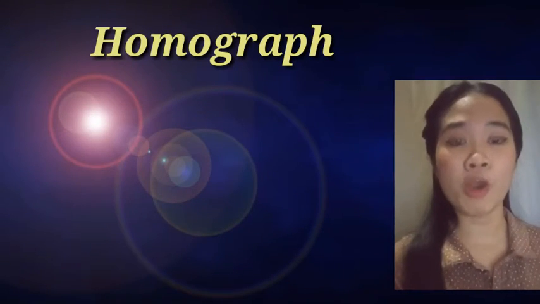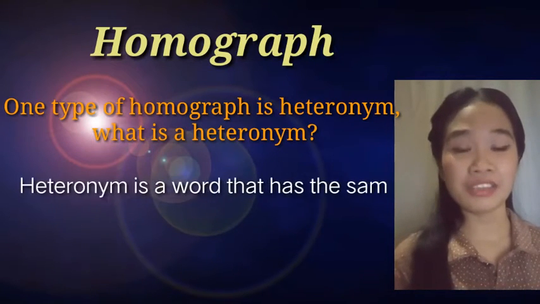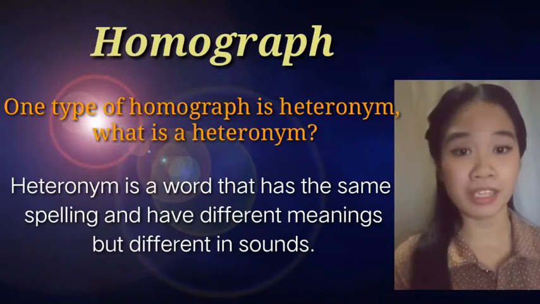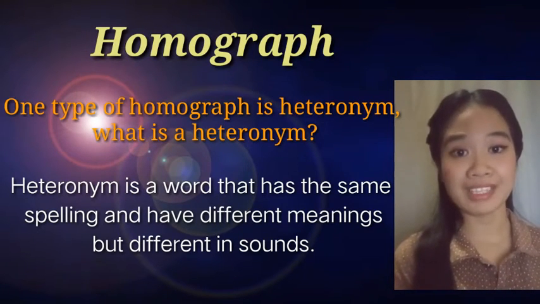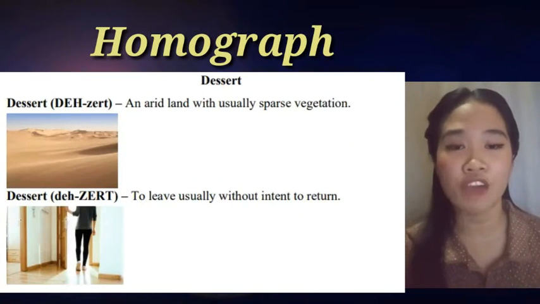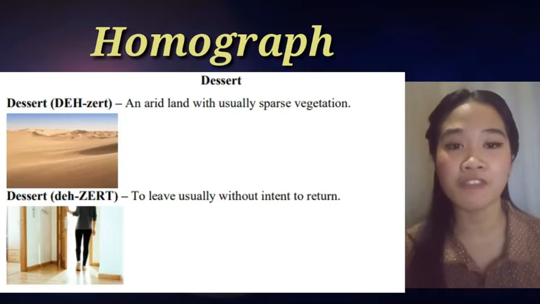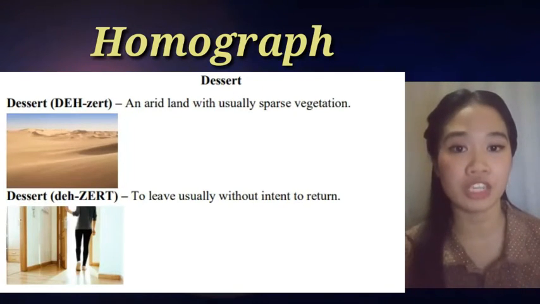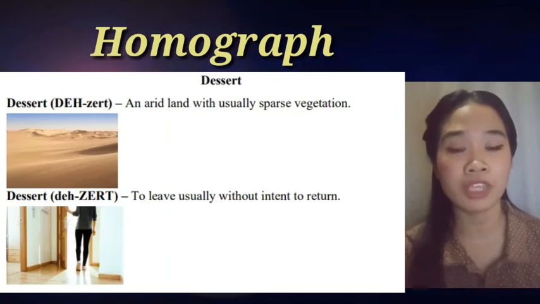One of the types of homograph is heteronym. So what is a heteronym? A heteronym is a word that has the same spelling and a different meaning, but also a different sound. For example, the word desert. It could be a noun or a verb. If you use it as a noun, you pronounce it as DEZ-ert, which means an arid land with usually sparse vegetation. But if it is a verb, you pronounce it as dez-ERT, which means to leave, usually without intent to return.